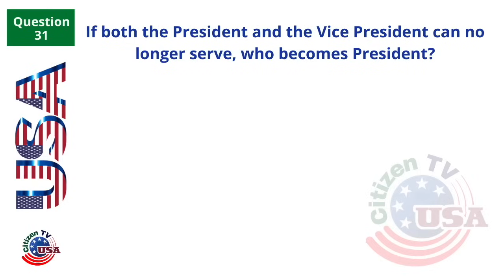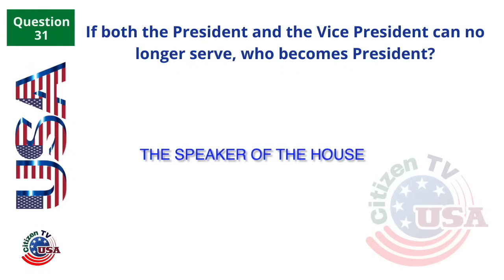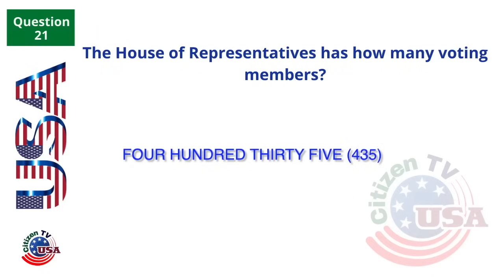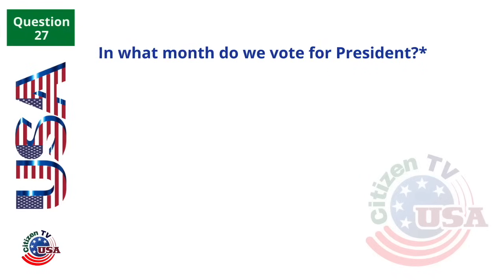If both the president and the vice president can no longer serve, who becomes president? The Speaker of the House. The House of Representatives has how many voting members? 435. In what month do we vote for president? November.